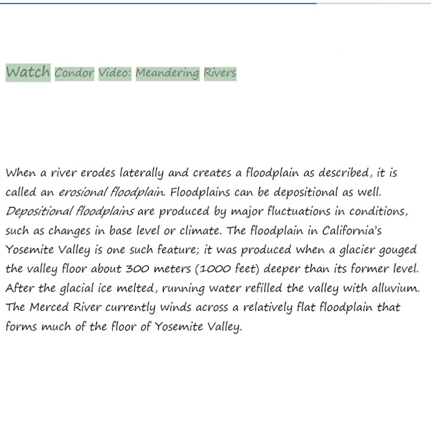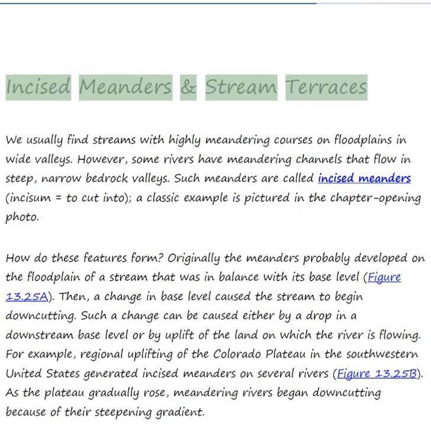Watch Condor video, Meandering Rivers. Incised meanders and stream terraces.